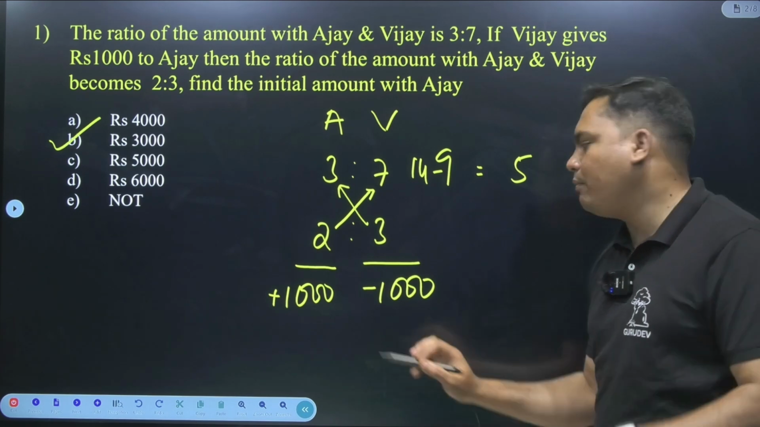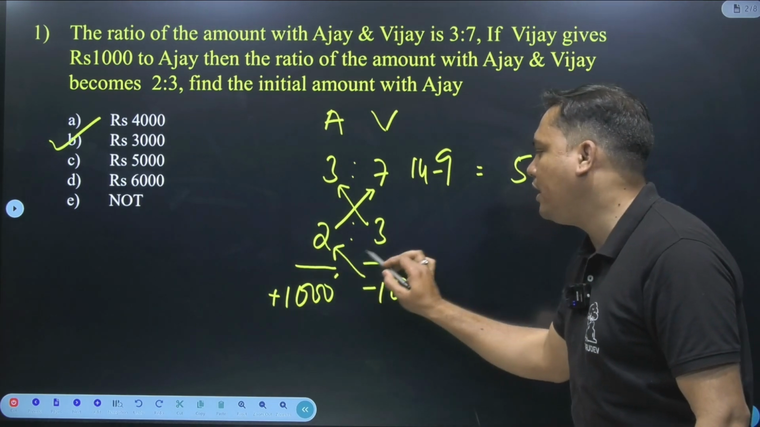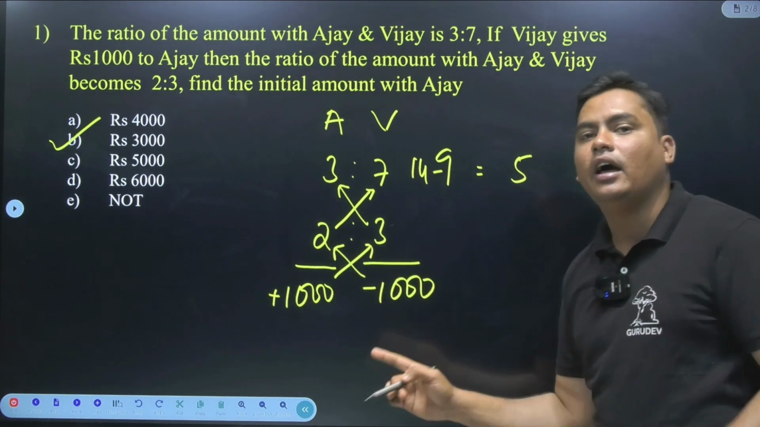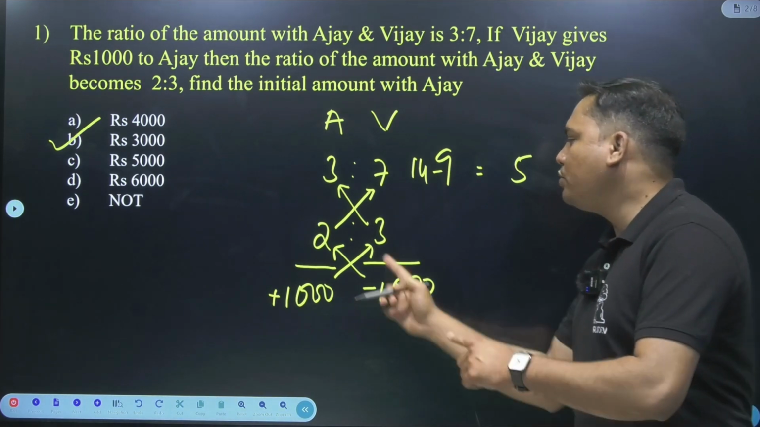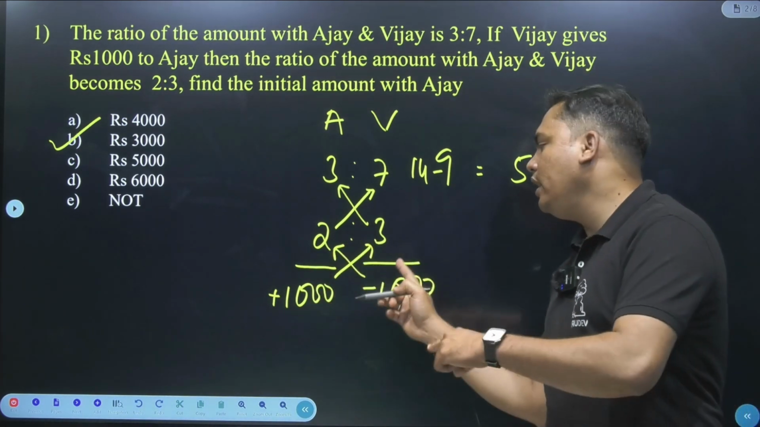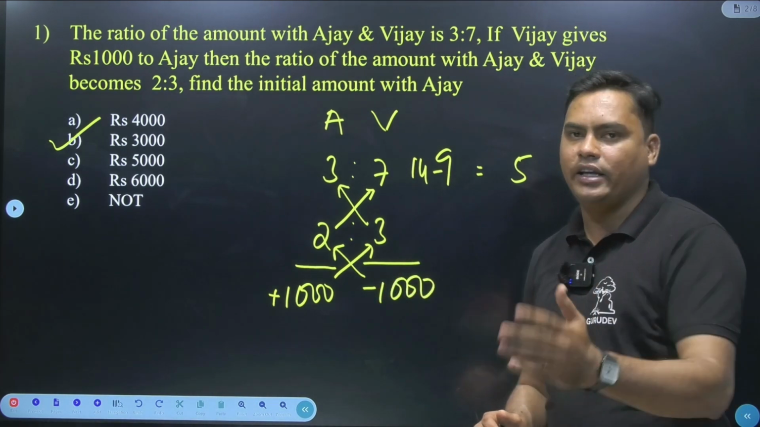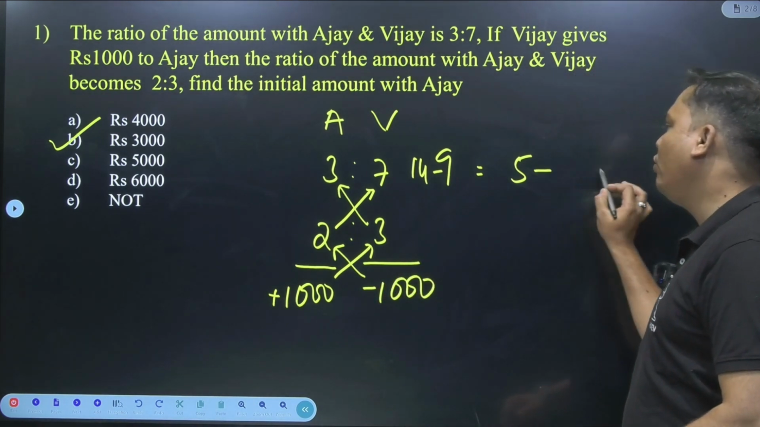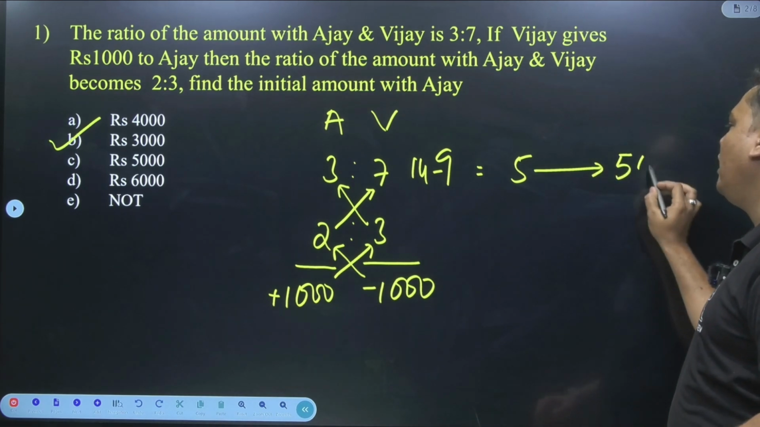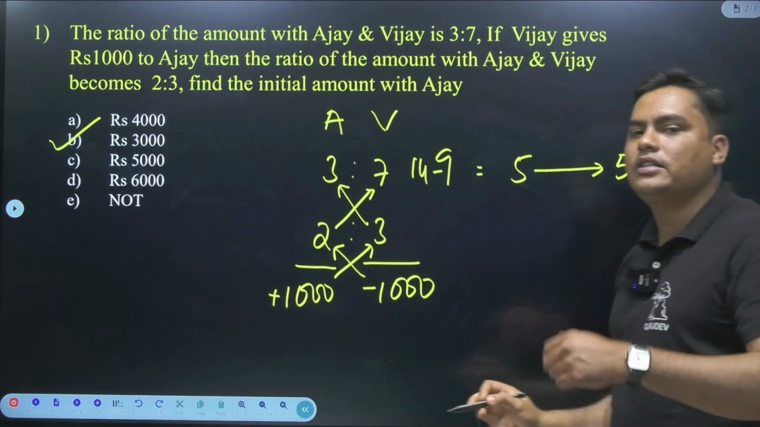In the next step, I will be cross multiplying here. Both the signs are different, so I will be adding the things now. 1000 into 2, 2000. 3 into 1000, 3000. 2000 plus 3000 will be 5000. That means 5 units will be equal to 5000.